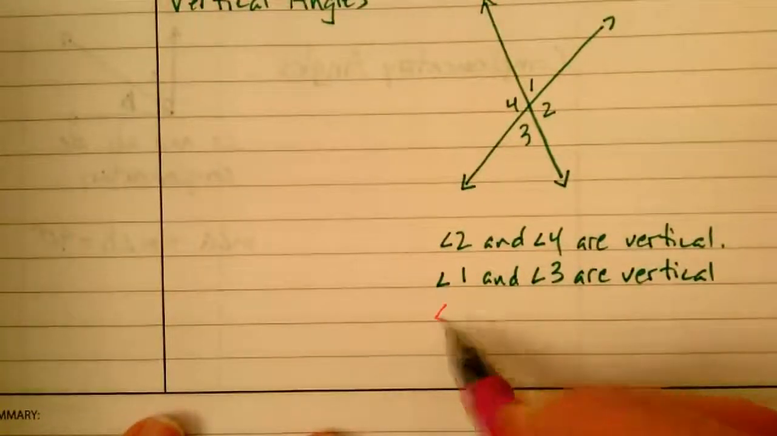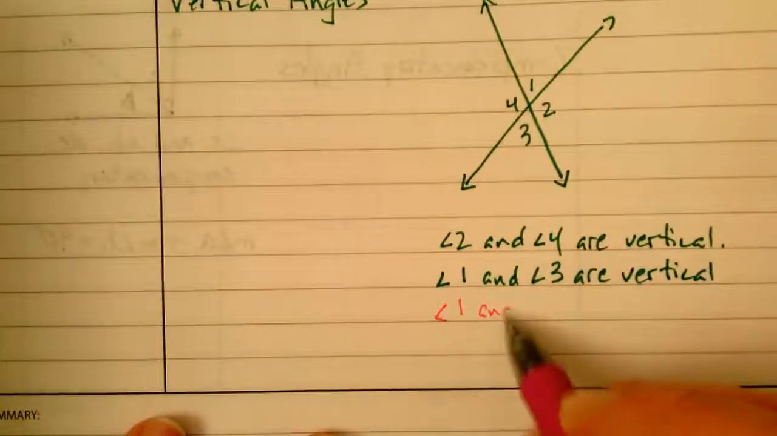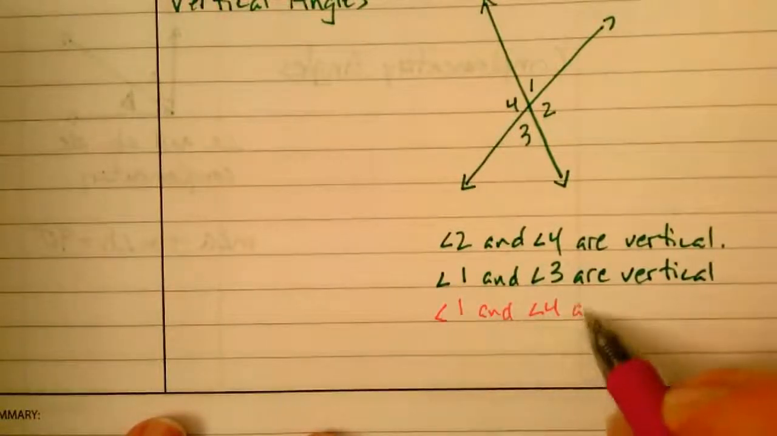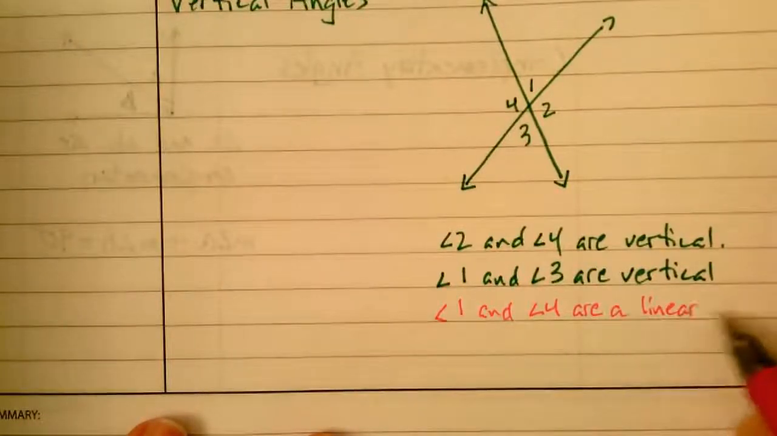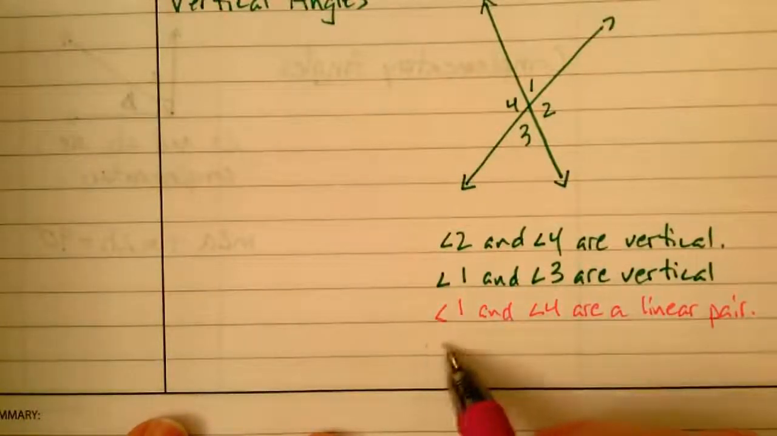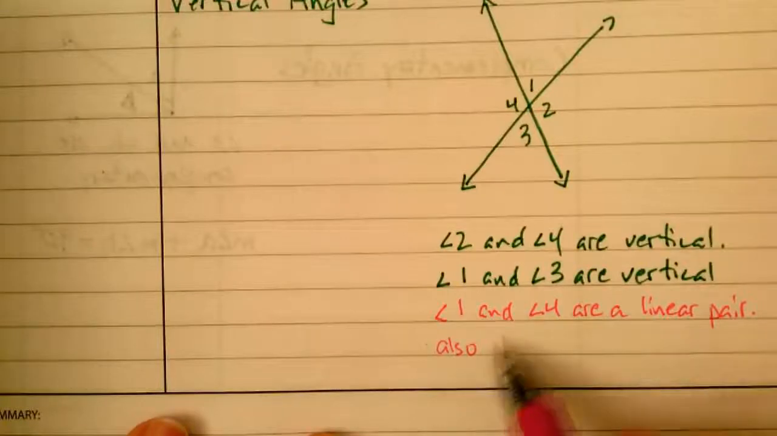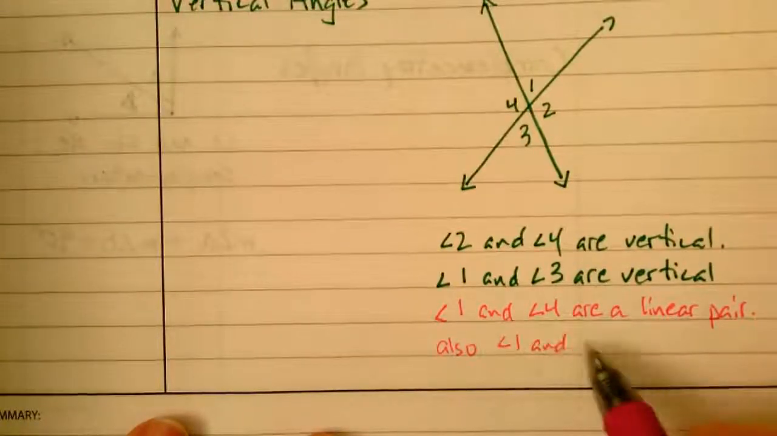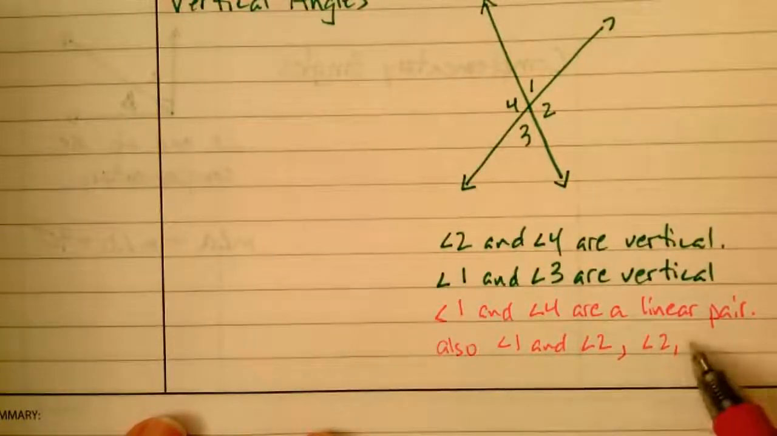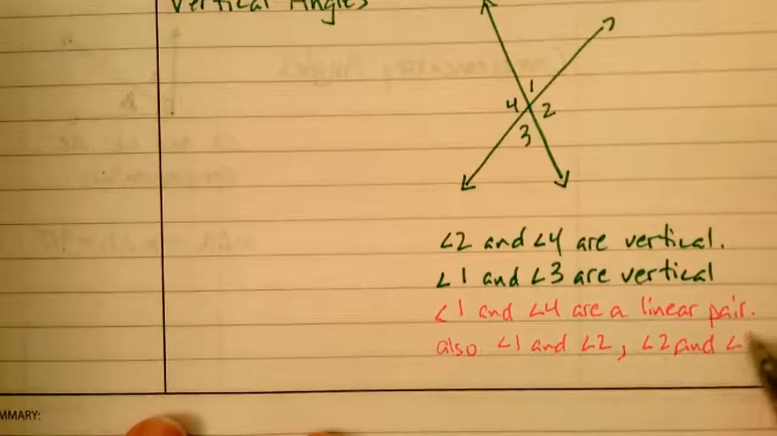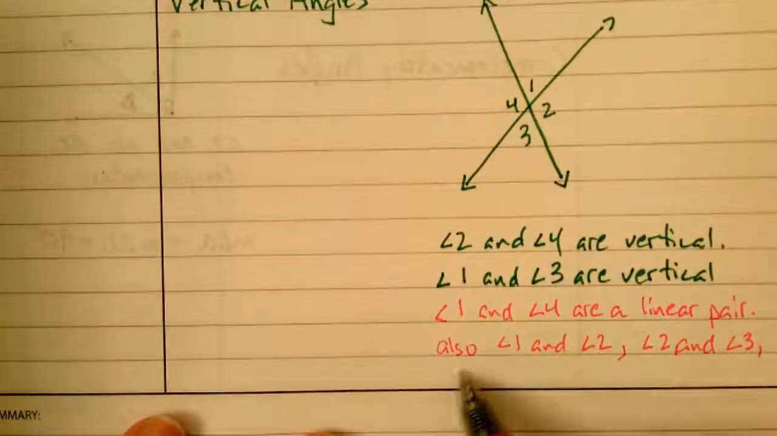that angle 1 and angle 4 are a linear pair. Also, angle 1 and angle 2. Angle 2 and angle 3. Angle 3 and angle 4.